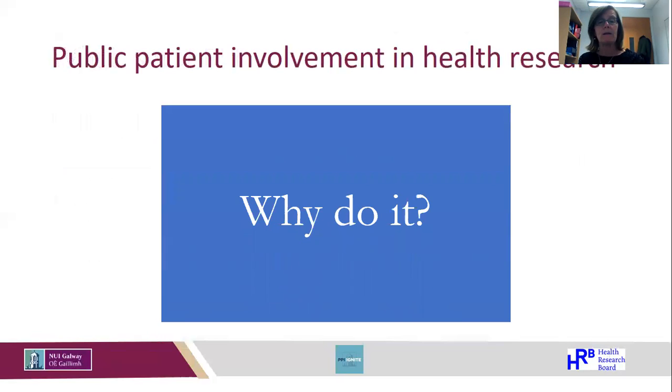Why do PPI? Why involve the patient at all? There are a number of different reasons for doing it. You can say a lot of research is publicly funded, and therefore the public have a right to have a say in how that money is used. You can say it improves the quality of your research. There's many different arguments. It's good for improving transparency of research.